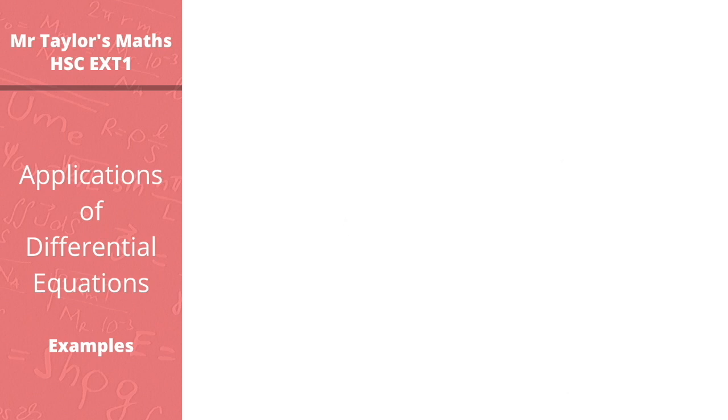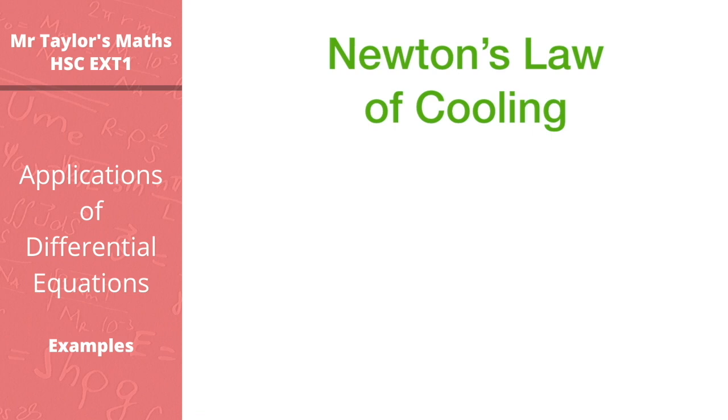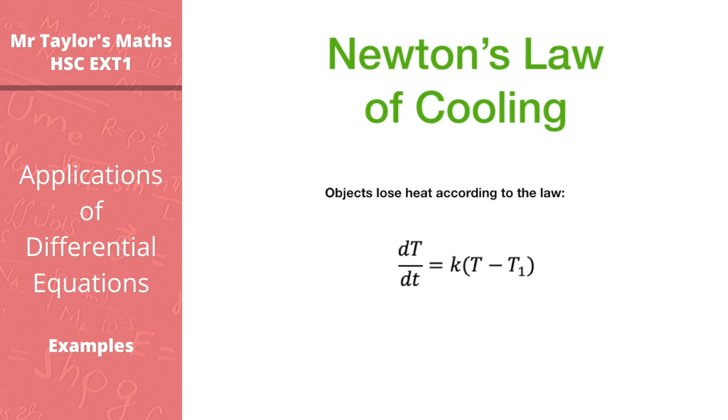The third application that we might have is Newton's law of cooling, something that we're familiar with in Extension 1 already. We know that objects lose heat according to this law, and T1 is usually our room temperature, the temperature that our object is approaching. Again, we've got dT in terms of time, but you'll see that we have this differential equation in terms of capital T. So we are going to use our differential equations to solve this one. So let's do an example.